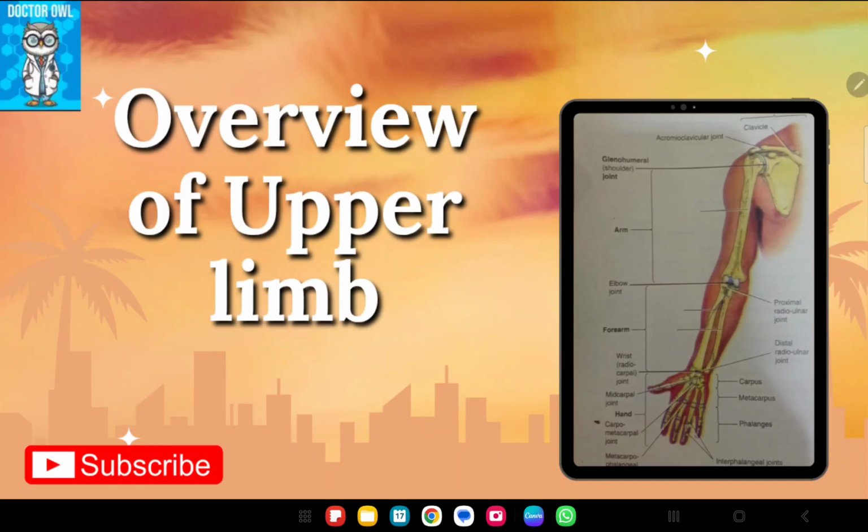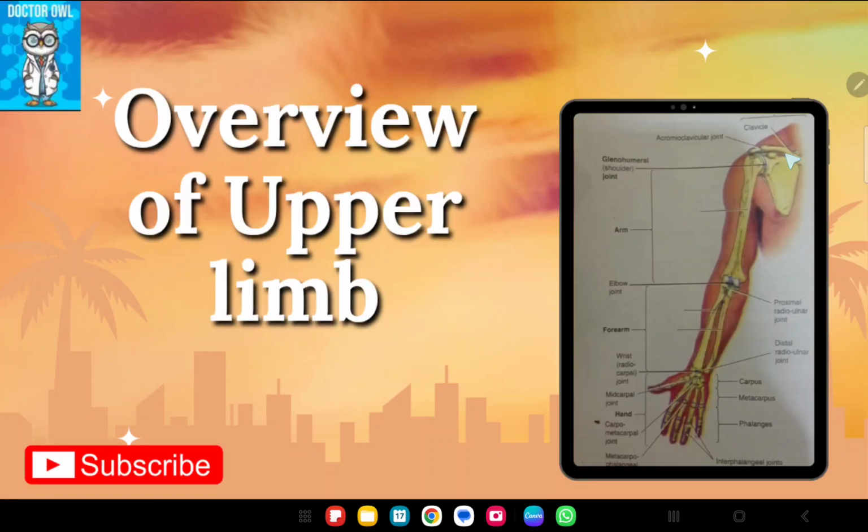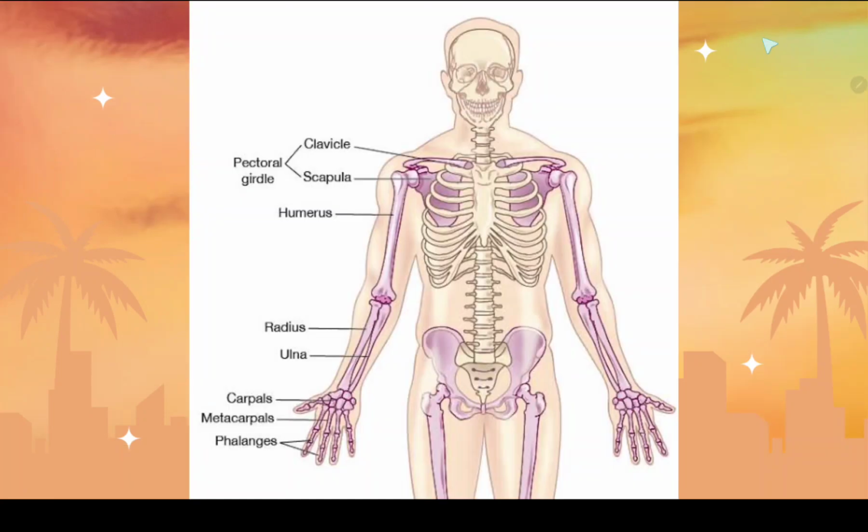So we usually divide the upper limb into four main segments, right? The first segment is shoulder. The second segment is arm. The third segment is forearm. And the fourth and final segment is hand, right? So we will be discussing each segment today. Let's move to the shoulder.